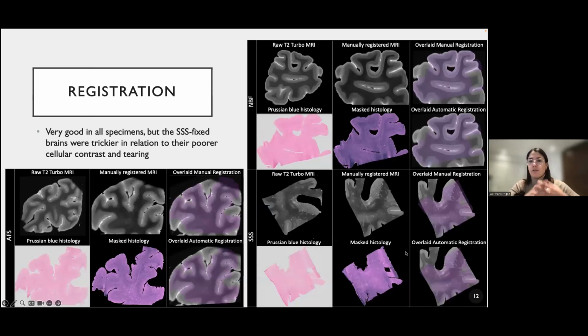I need to mention that this was probably due to their poorer cellular contrast that we saw in the histochemical stainings, and also the ease of manipulation that I showed you was more difficult, and that led to tissue tears, which could enhance a more difficult registration afterwards.